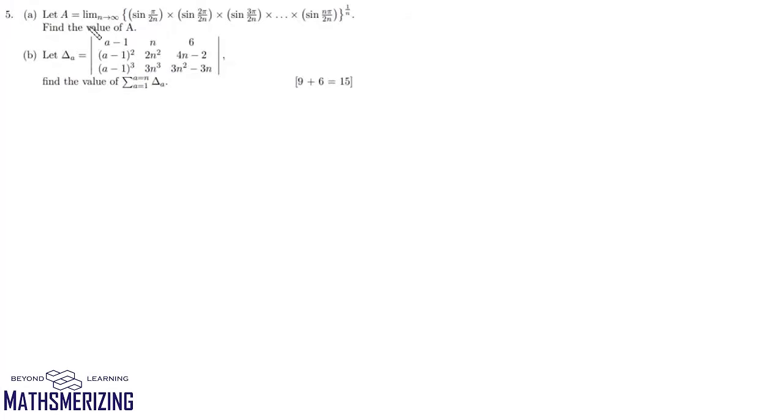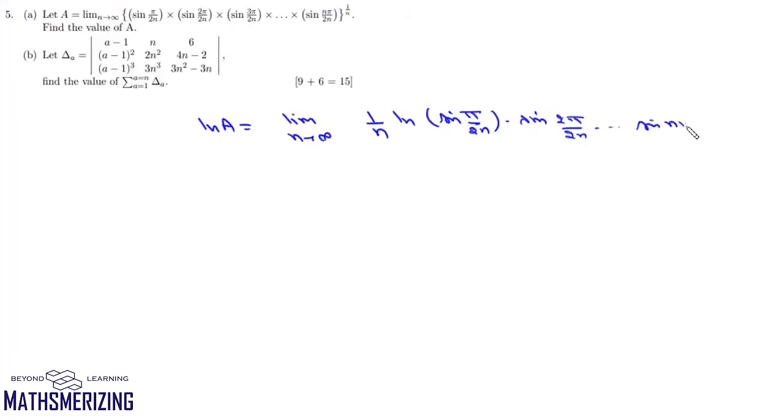Now question number 5a is, we need to find this limit. So we'll take log both sides. We can write log a as this limit n tends to infinity. Now this power will come out, so it'll be 1 by n, and then log of sine pi upon 2n into sine 2 pi upon 2n up to sine n pi upon 2n. Now we know that log of m into n is log m plus log n.